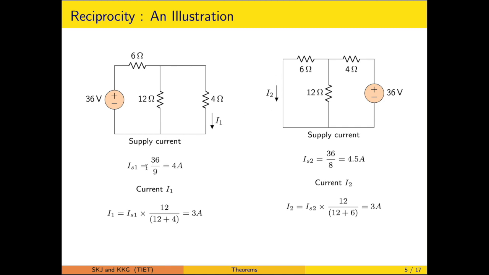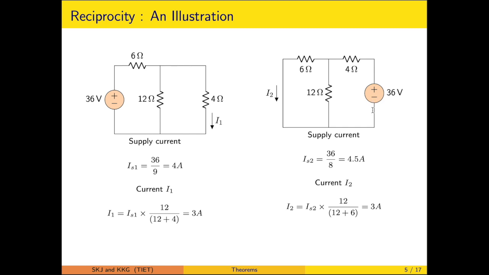In this particular case, the current through the supply will be defined after evaluating the equivalent resistance of this parallel arrangement. So 12 and 4 constitute an equivalent resistance of 3 ohms because they are in parallel. This 3 ohm is added with the 6 ohms, constituting 9 ohms. So the current through the supply will be 36 upon 9, that is 4 ampere. Correspondingly, these two branches are connected in parallel, so I1 will be decided by the division of currents. That comes out to be 3 ampere.